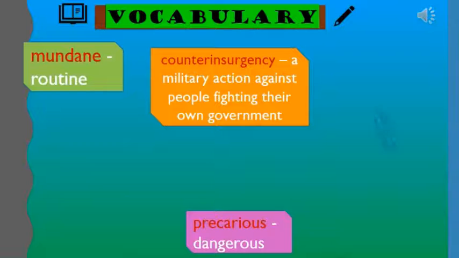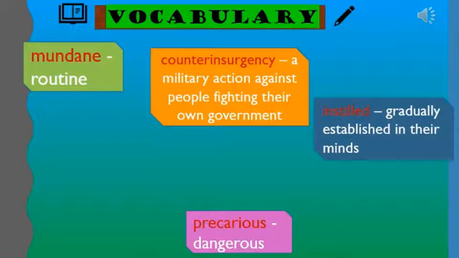Our next word is instilled. It means to gradually establish in the mind, to slowly plant a value in the mind of someone so that that value is made use of in later life. So my father instilled the value of honesty in my mind. I repeat, my father instilled the value of honesty in my mind.